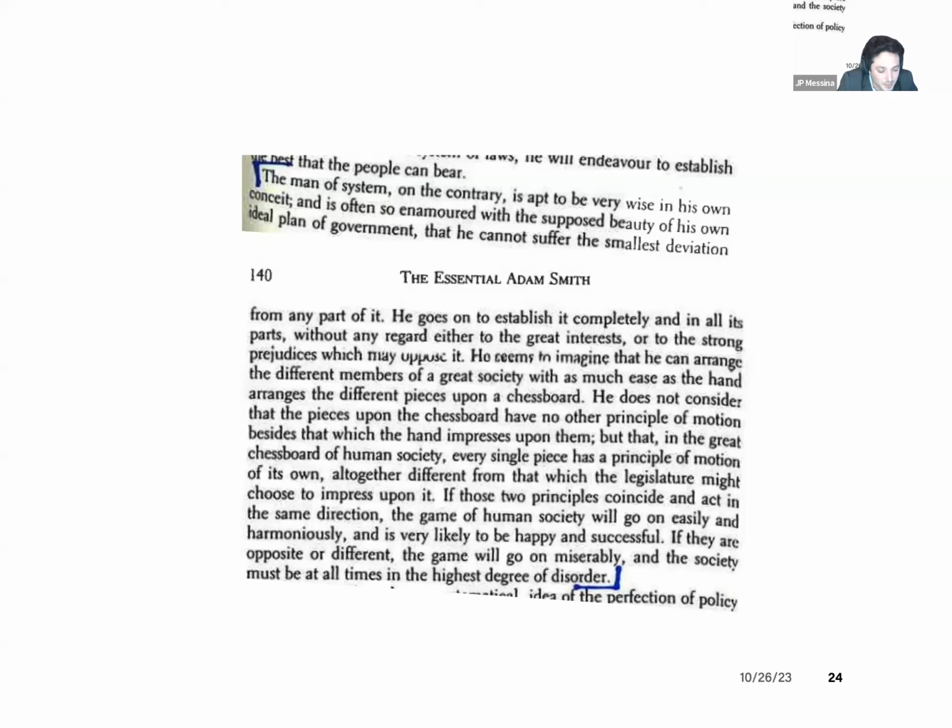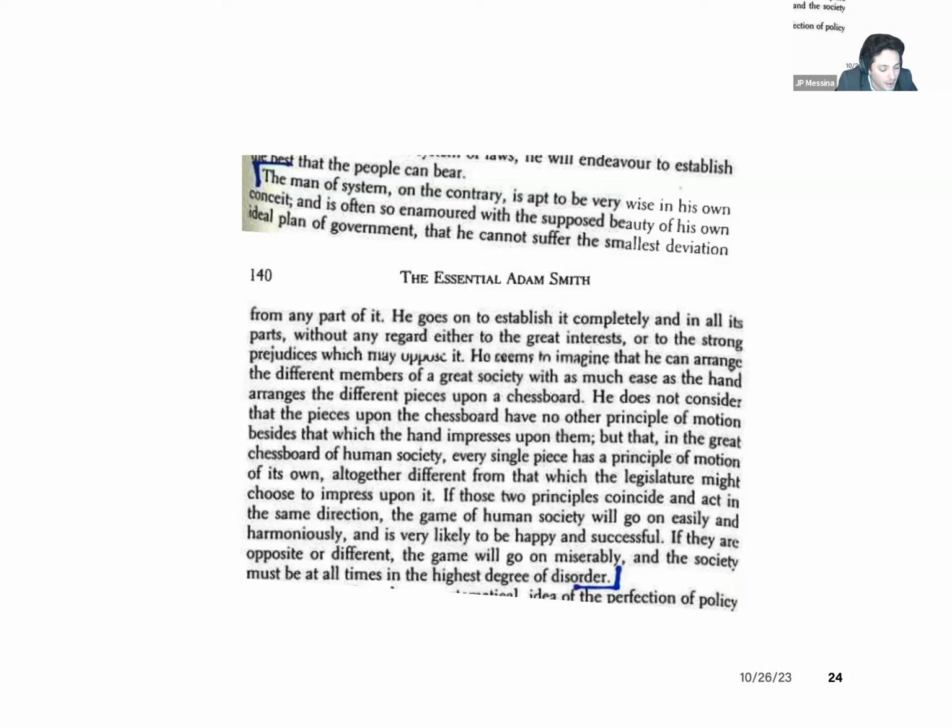He does not consider that the pieces have no other principle of motion besides that which the hand impresses upon them, but that in the great chessboard of human society, every single piece has a principle of motion of its own. There is thus a suggestion in Smith that Gradgrind's problem was only partially that he taught as a sufficient philosophy a mere trick of nature. A perhaps bigger failing of Gradgrind's approach to education is that he thought he could fashion human beings as from clay. He takes his bitter lesson in the worst thing a parent can undergo, the misery, suffering, and ruin of his children at his own hand.